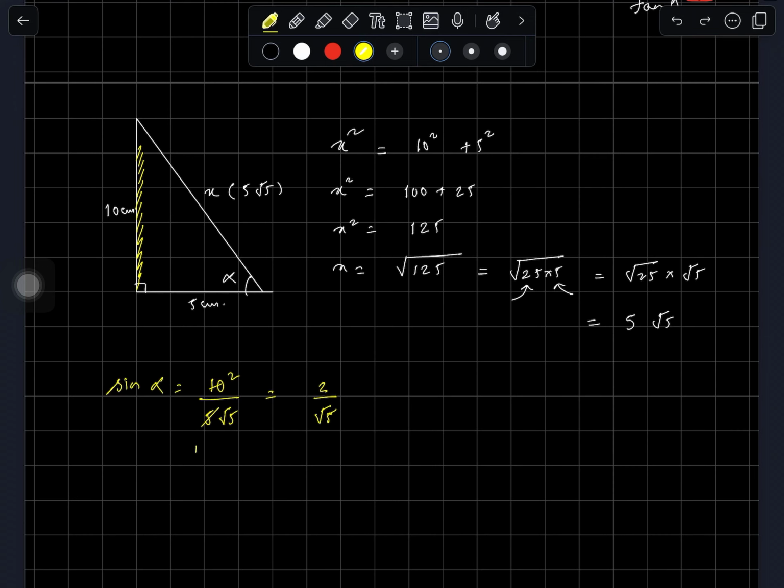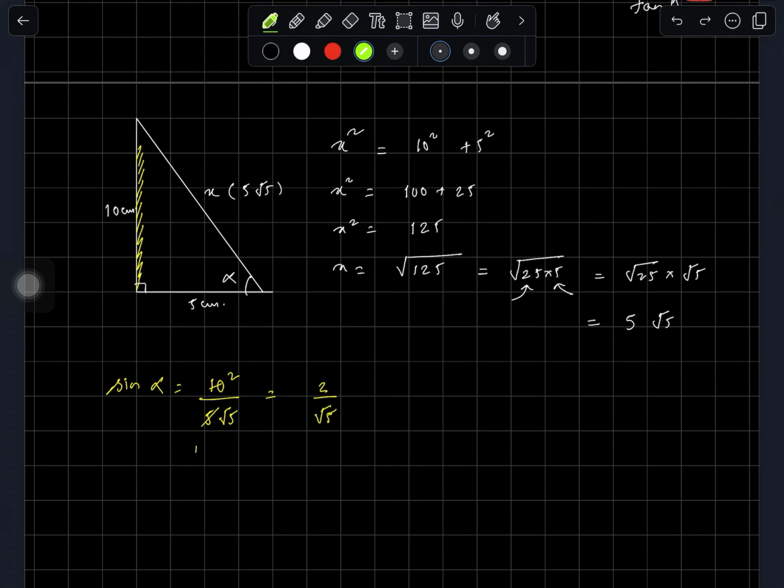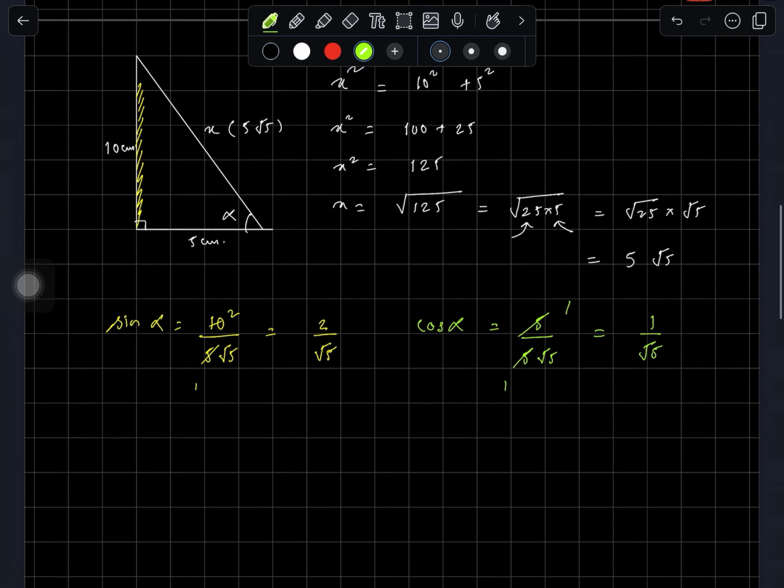Let's go on to the cosine now. Okay, the cosine of the angle alpha. The cosine compares the base to the hypotenuse, and therefore it would be 5 over 5 root 5. Simplifying on that, 5 ones and 5 ones, and that's 1 over root 5. That's a cosine. Now, the next one that we have is the tangent.